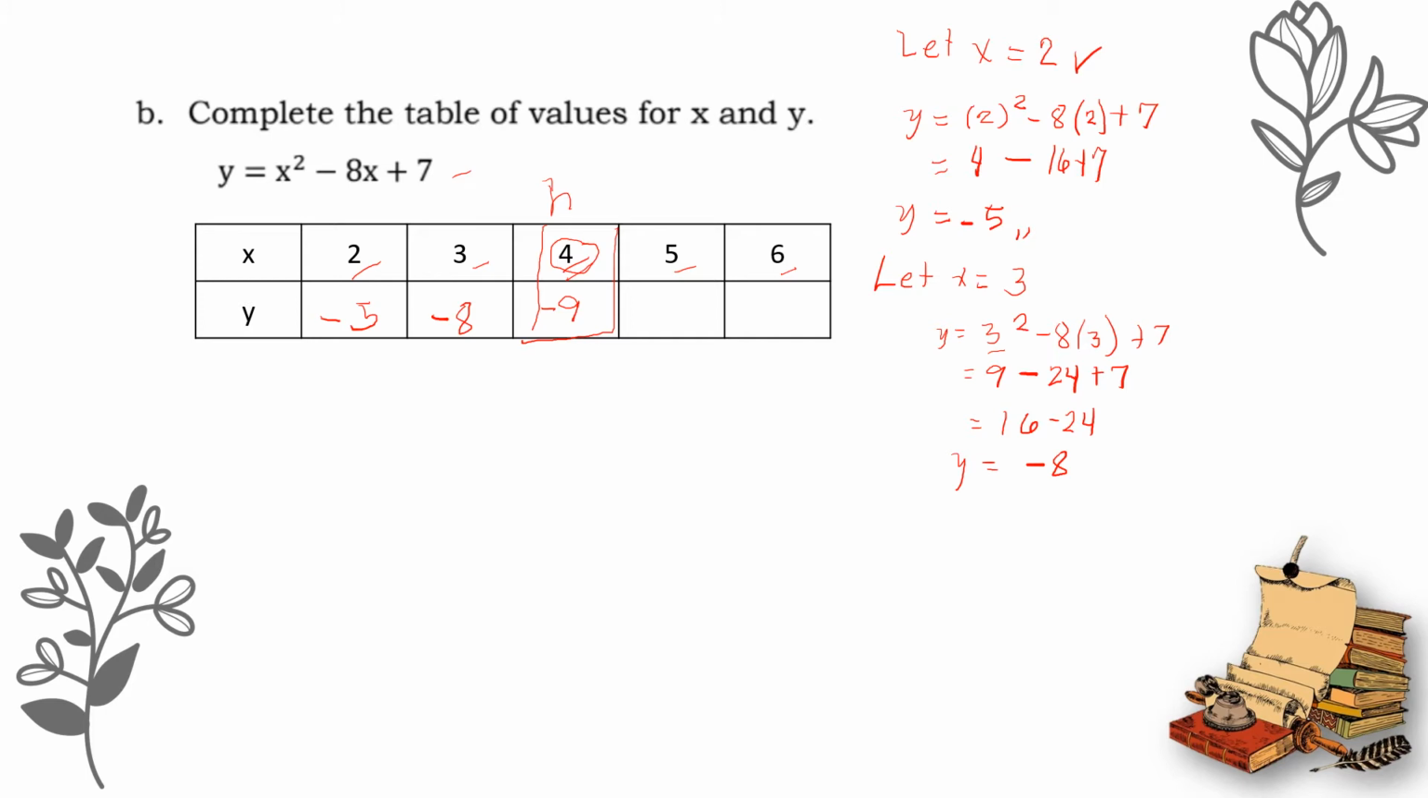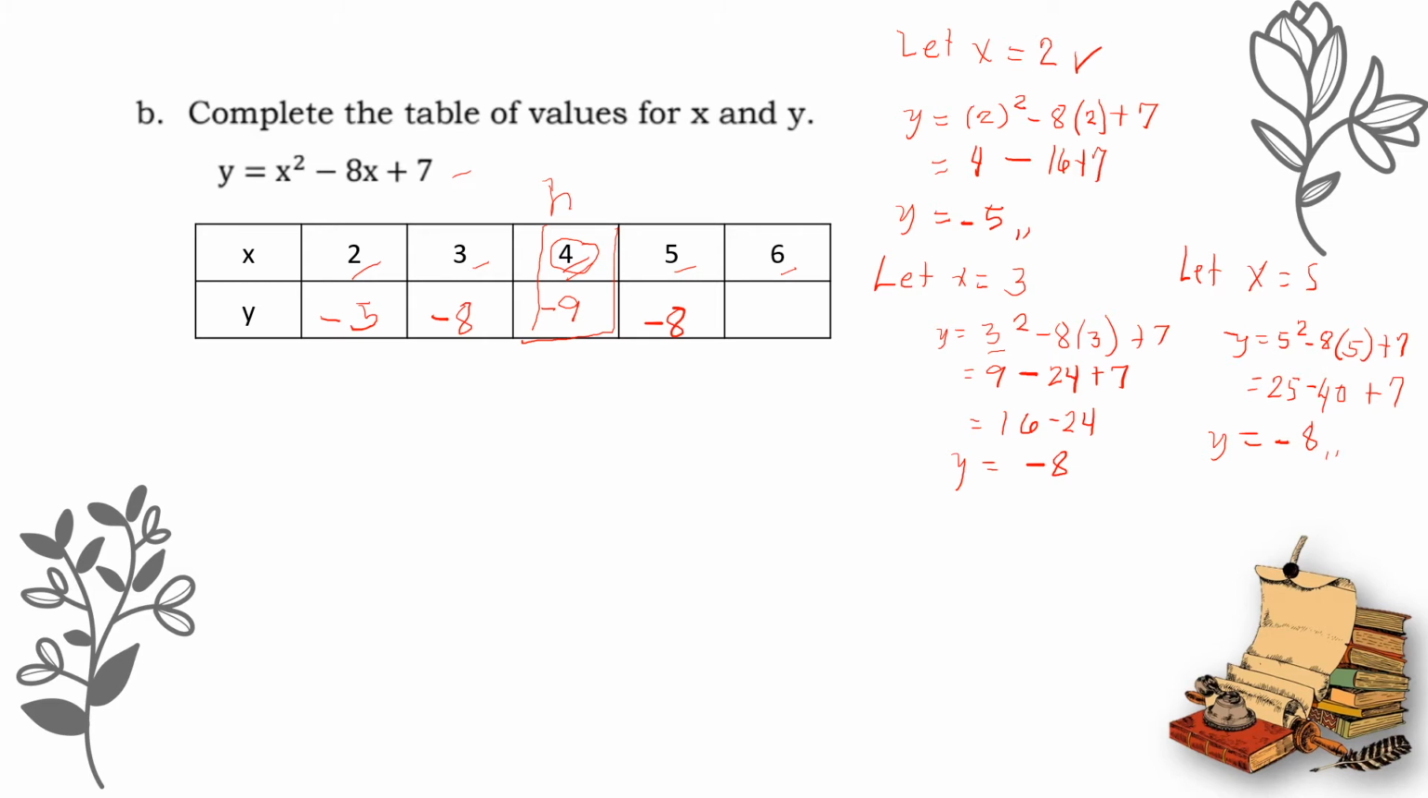Tignan din naman natin kapag linet natin ang x is equal to 5. So, y is equal to 5 squared. Ayan. Minus 8 times 5 plus 7. 5 times 5, that is 25. Minus 8 times 5, that is 40. Plus 7. So, 25 plus 7, that is 32. 32 minus 40, that is negative 8. So, if the value of x is equal to 5, the value of y is equal to negative 8.